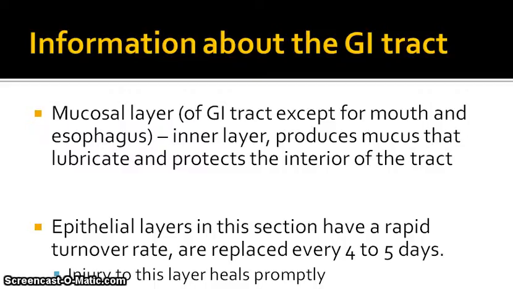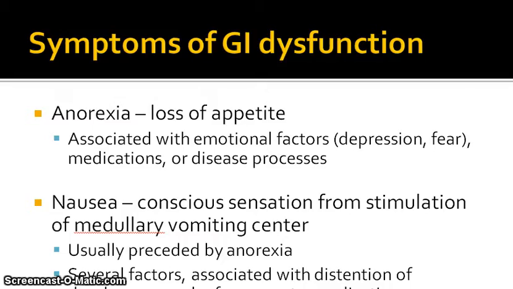So this lining is not in the mouth or the esophagus. It's everywhere after, pretty much where we have stomach acid that comes in contact. Because if we didn't have the mucosal layer, the stomach acid could erode through our tissues and cause complications. The epithelial layers have a rapid turnover rate, so they actually replace themselves every 4 to 5 days. This means that if we injure these areas, they can heal pretty promptly.